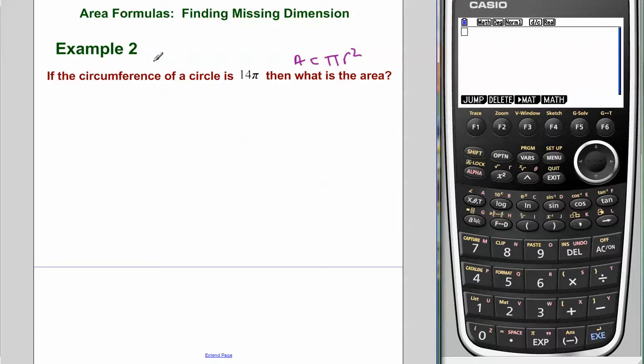Well, we're given the circumference, and the circumference formula is equal to 2 pi r. It's also pi d. But since we need r, we're going to use this version of our formula. Well, 2 pi r equal to 14, we know that r is going to equal 7. So r is equal to 7. And we simply plug 7 in right there. And we're going to have 49 pi.